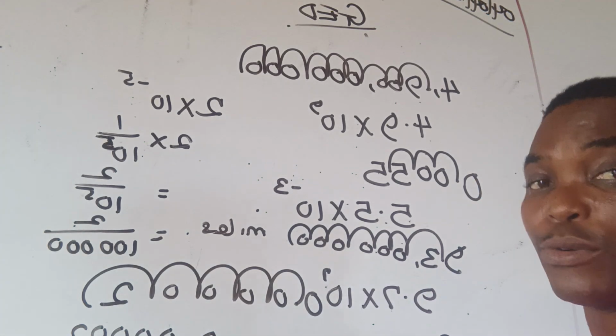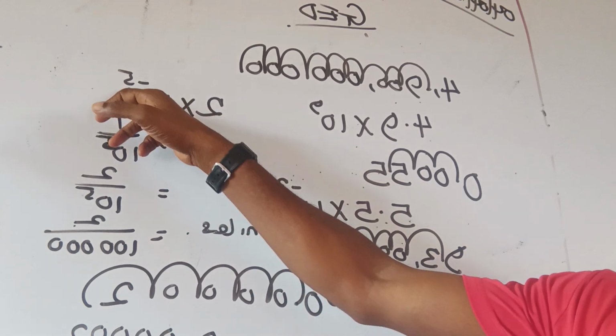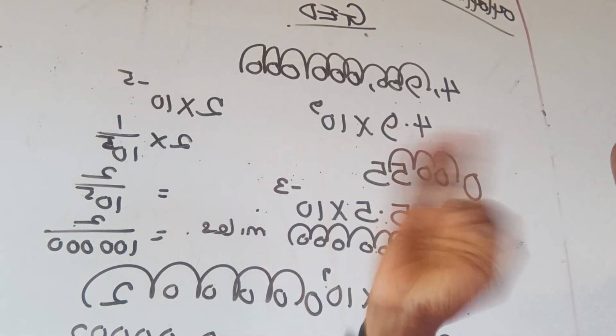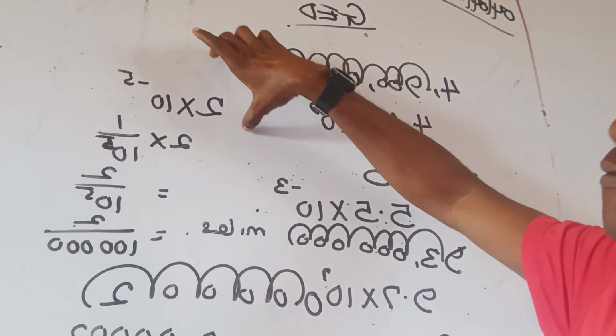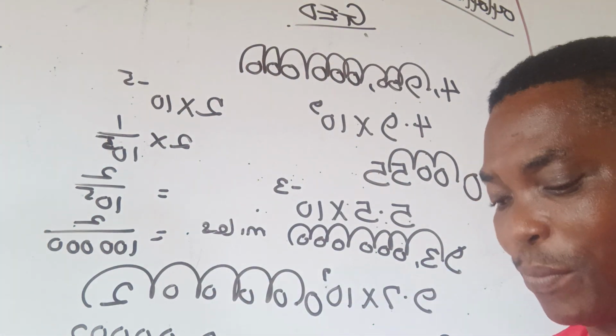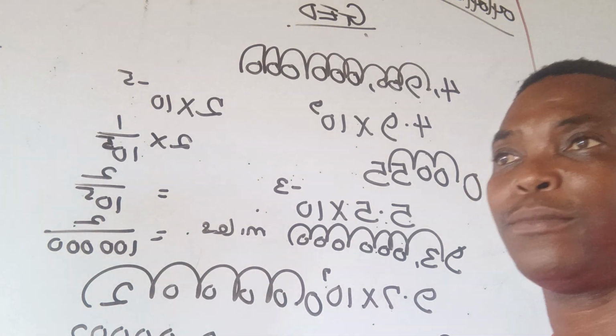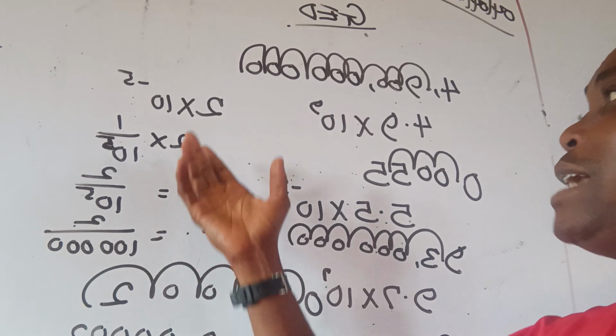So you can still see 1, 2, 3, 4, 5. This is how you write that in ordinary form. 2 times 10 raised to the power minus 5 should be written in an ordinary form. It's in standard form or scientific notation, as the case may be, so you may be asked to write it in an ordinary form. Is that okay? So this is how you go about it.